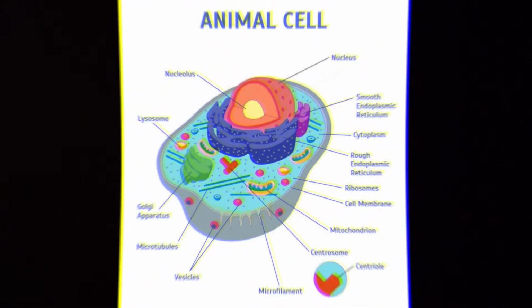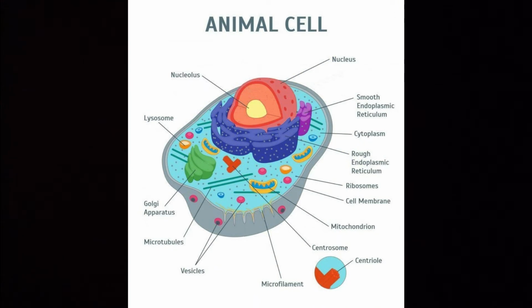So, to summarize, the parts of the animal cell are the plasma or cell membrane, microtubules, centrosomes, microfilaments, cytoplasm, ribosomes, nucleus, nucleolus, mitochondria, smooth endoplasmic reticulum, rough endoplasmic reticulum, vesicles, Golgi apparatus, and lysosomes.